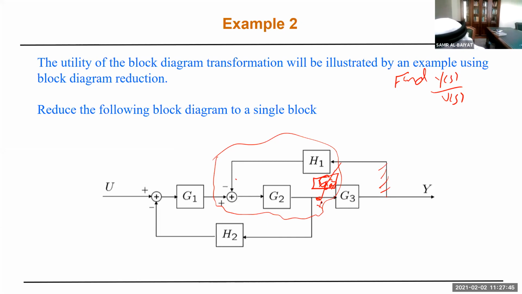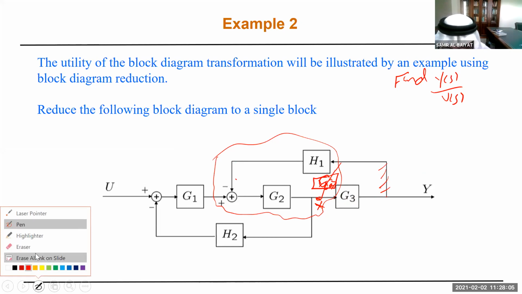Take this signal. Suppose this signal is X, and I'm feeding this signal back through this path. So if I multiply by G3 and feed it back, this is one approach. Let me use another one.